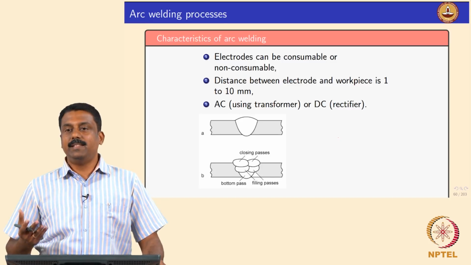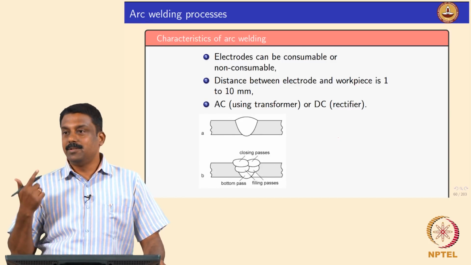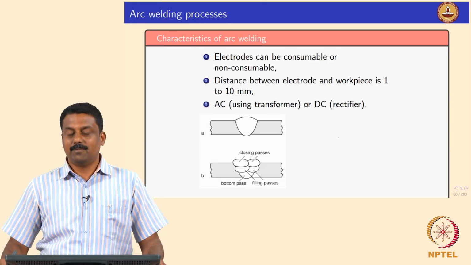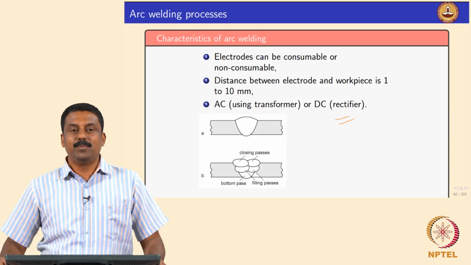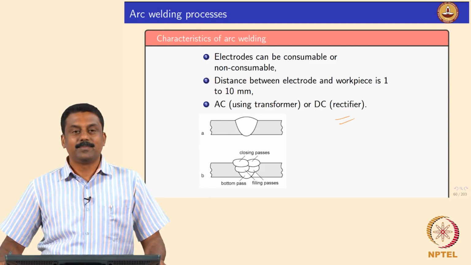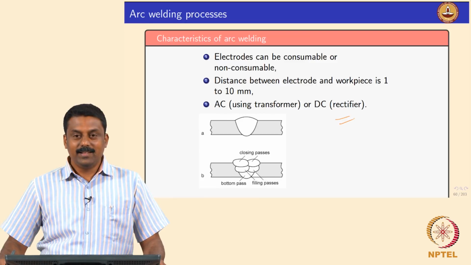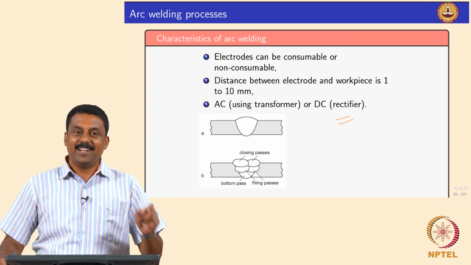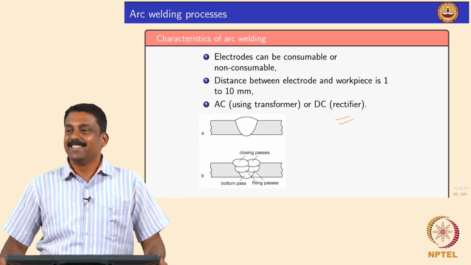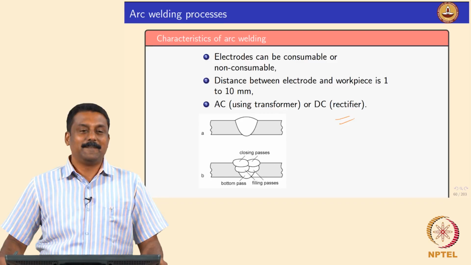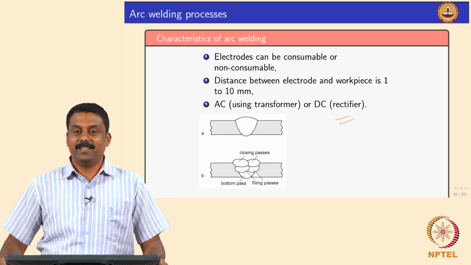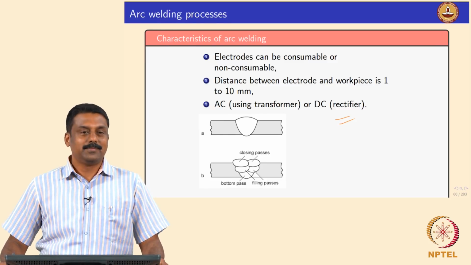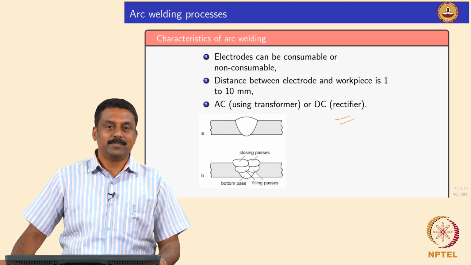Either you can use DC, direct current, then you need to check your polarity. You want to make the electrode positive or negative. What do you use if you want to use a consumable electrode? The electrons would reach the electrode. Then what polarity? Yeah. So, electrode positive if you use DC. Or you can use AC, alternating current, as well. That is also possible.